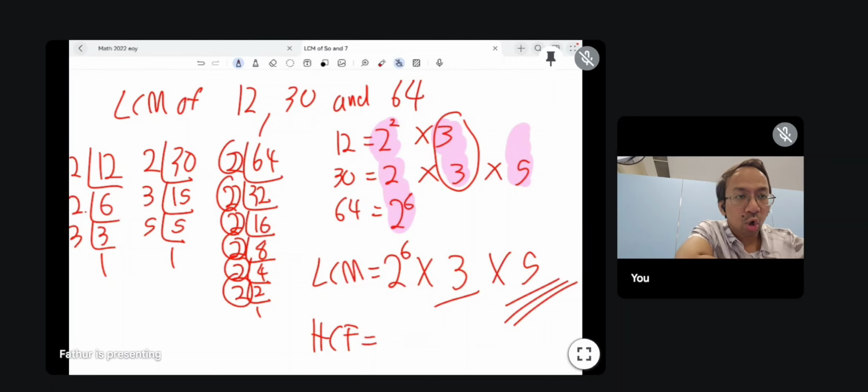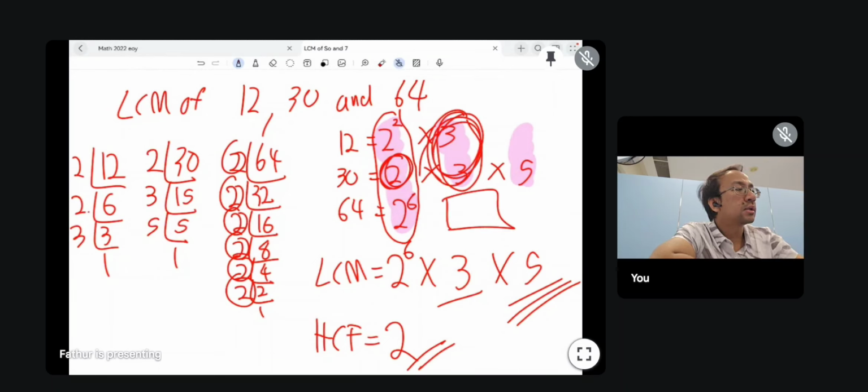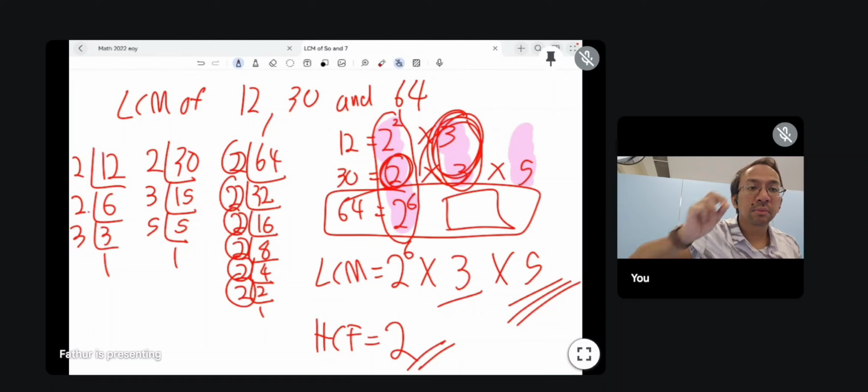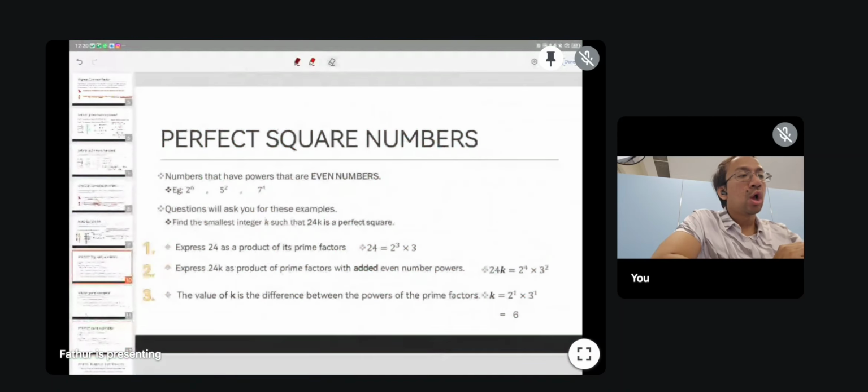Do I include number 3? No, I don't include number 3. Why? Because number 3 only appears in these two. It did not appear in this 64, right? You don't bother. Alright? Common number means it must appear in all the numbers of the prime factors. Okay? So the highest common factor is 2. Lowest common multiple is all these numbers combined together. Alright? Okay, now let's move on to the next part.